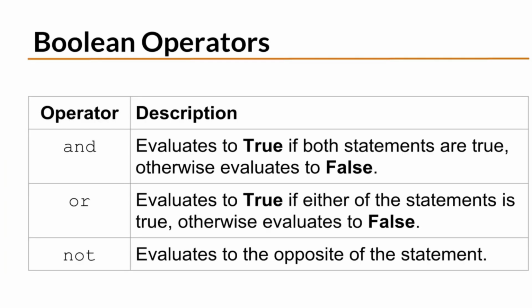Boolean logic is used extensively in computer programming. The Boolean operators are and, or, and not. They can be used to compare two statements or negate a statement. Like comparators, they result in a Boolean. The AND operator evaluates to true if both statements are true, otherwise it evaluates to false. The OR operator evaluates to true if either of the statements is true, otherwise it evaluates to false. The NOT operator evaluates to the opposite of the statement.